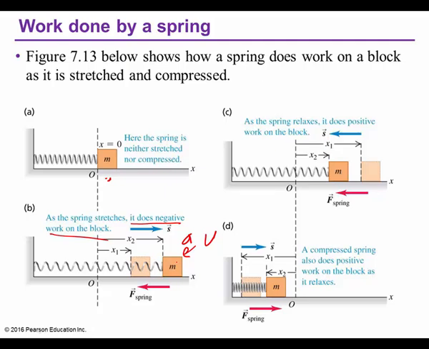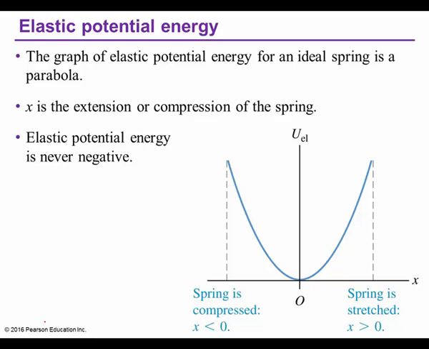You need to kind of keep in the back of your head when you get into engineering school, because that'll become very important. So we look at the graph of elastic potential energy for an ideal spring. It's very obvious when the spring is compressed, when it is stretched. Notice where it's 0, right in the middle. And notice too, it's never negative.